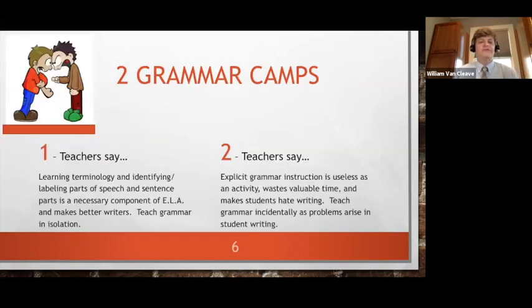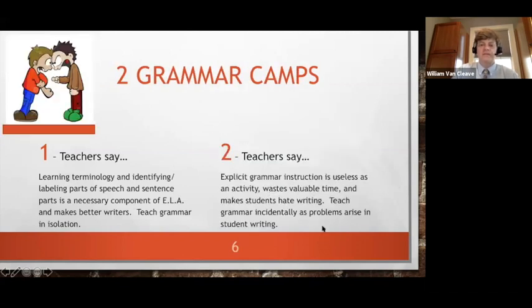All right, so there are kind of two grammar camps functioning right now in the world at large. Camp 1 says learning terminology and identifying and labeling parts of speech and sentence parts is a necessary component of ELA and makes better writers. In other words, teach grammar in isolation, in a vacuum. And Camp 2 says explicit grammar instruction is useless as an activity.